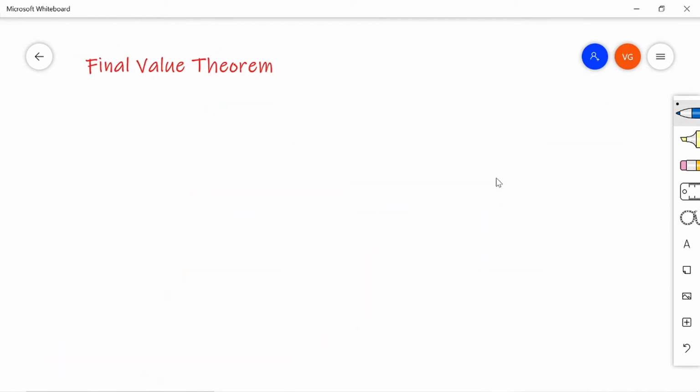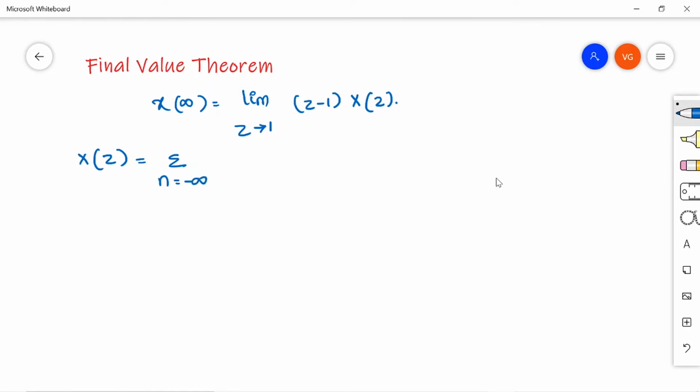The final value theorem is defined as x of infinity is equal to limit z tends to 1 of z minus 1 into X of z. So, let us see how this is derived. We know the definition: X of z is sigma n running from minus infinity to infinity x of n z power minus n. This is nothing but the z transform of x of n.